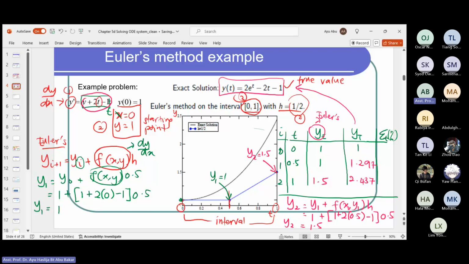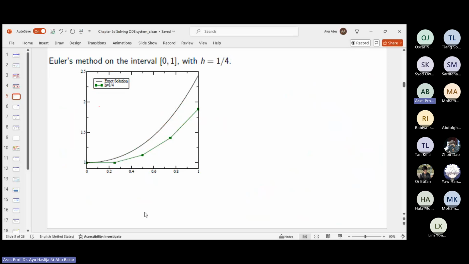Any question? If you have a question, please voice out. Do not type, because when I go to the slide, I don't see the chat box. If you are clear, then we move to the next example now.